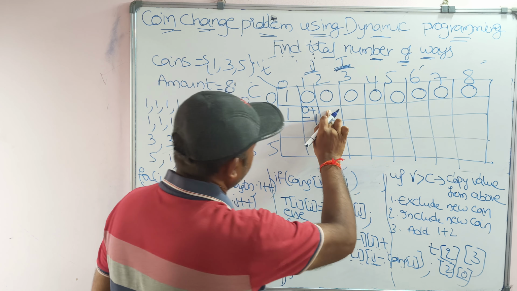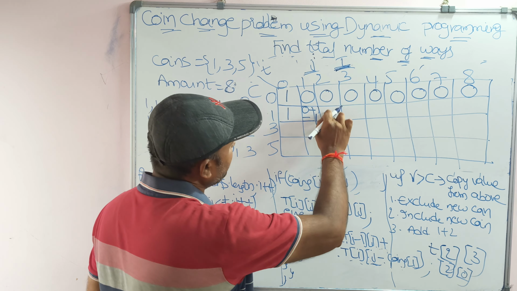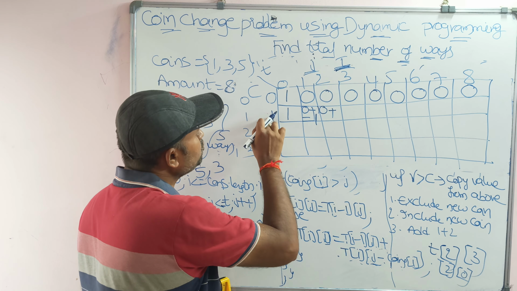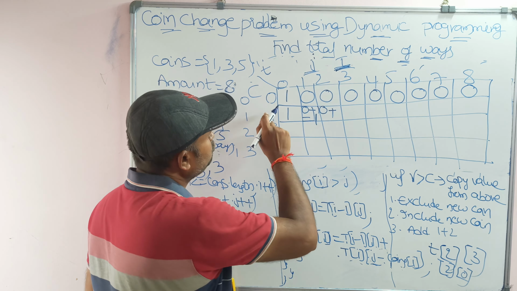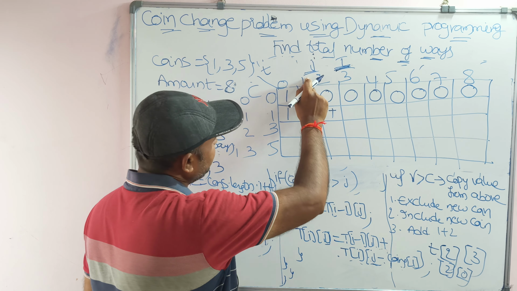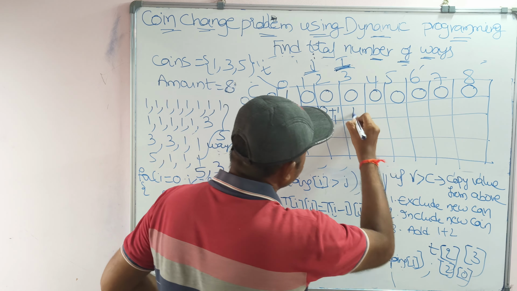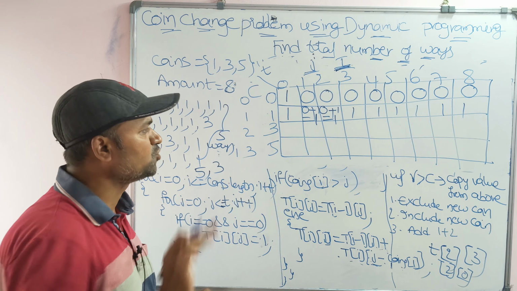Next one. So what is the first rule? Exclude the new coin. So that means we have to copy the above value. So 0 plus, next, include the new coin. So we have to include this one. So here the column number is 2. So 2 minus 1 means 1. So in the same row, we can arrange 1 in one way. So 0 plus 1 means 1. So likewise here, every cell in the row is 1 only.